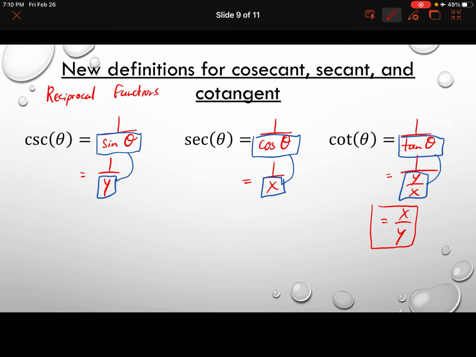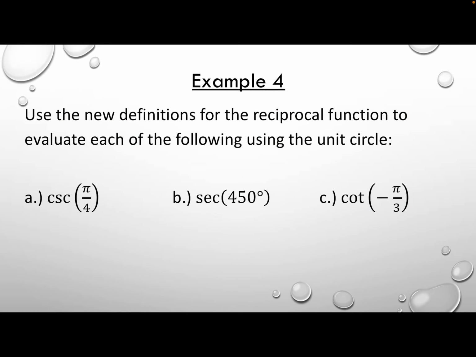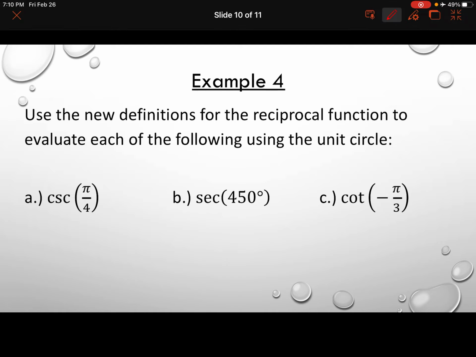Okay, so these are three new relationships you can think about when it comes to cosecant, secant, and cotangent and relating them to the points on the unit circle. So if we look at a quick example here, example 4: cosecant of pi over 4. So we just said cosecant is the reciprocal of sine, and since sine is y, it becomes 1 over y.